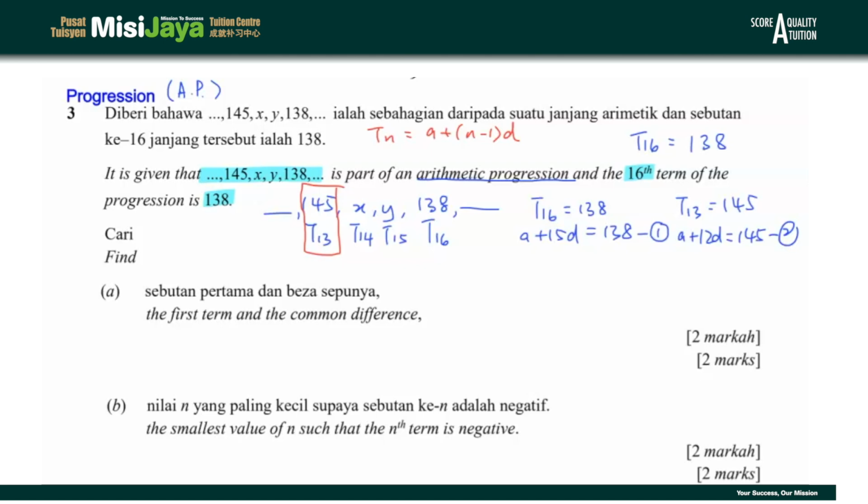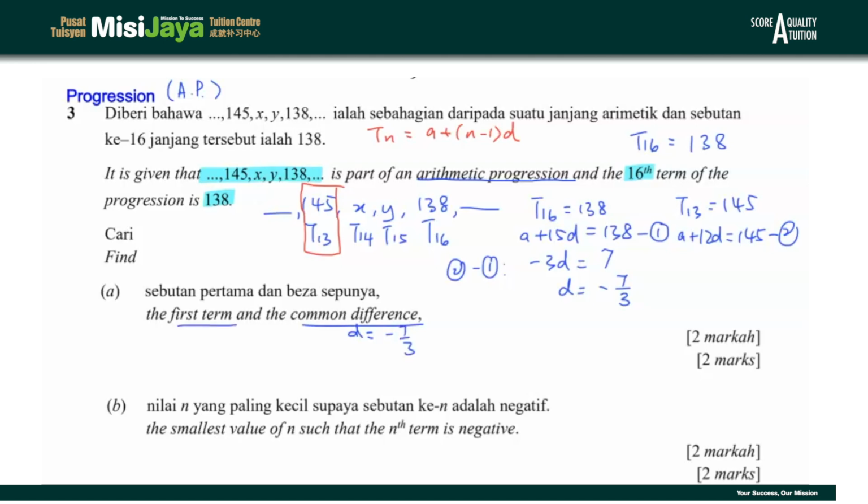I'm going to use the simultaneous equation method to find the values of A and D. So I'm going to use equation 2 minus equation 1. A minus A, you get 0. 12 minus 15, you get negative 3D. Then 145 minus 138 is 7. So D will be negative 7 over 3. So we got D already, which is the common difference. D is negative 7 over 3.